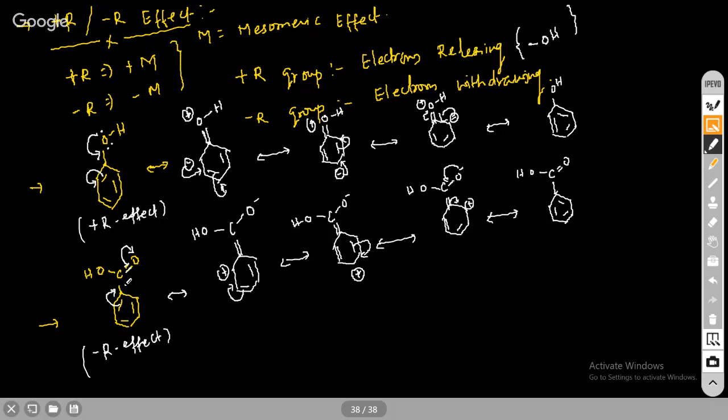Okay, so this is for you to understand. We'll discuss some more examples of this in the class, right? We'll move ahead to hyperconjugation and all. So this is actually the plus R and minus R effect. We'll do some more good examples on this in the class. Right now we are moving ahead to hyperconjugation.